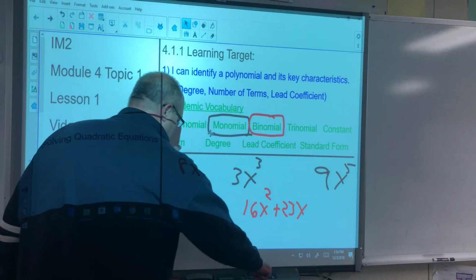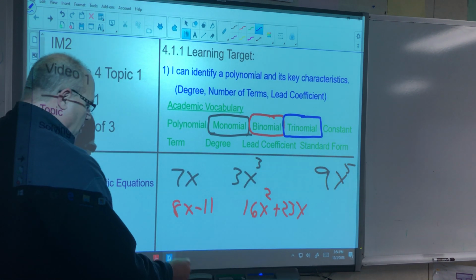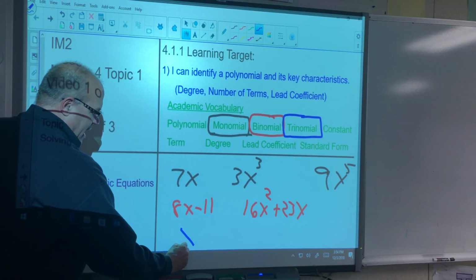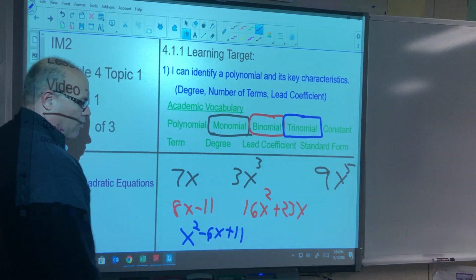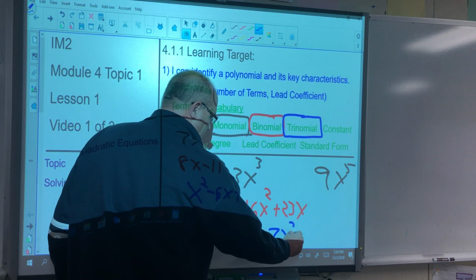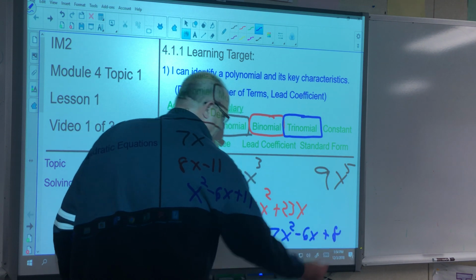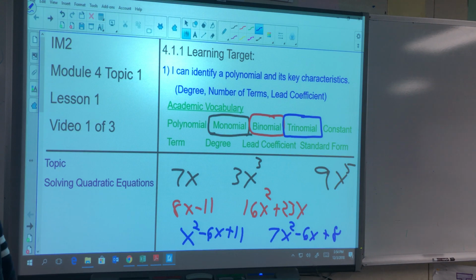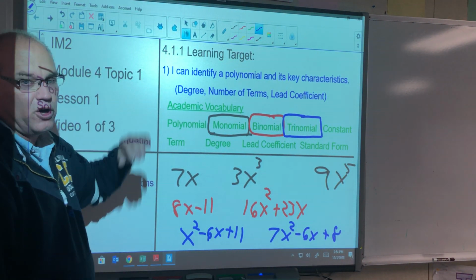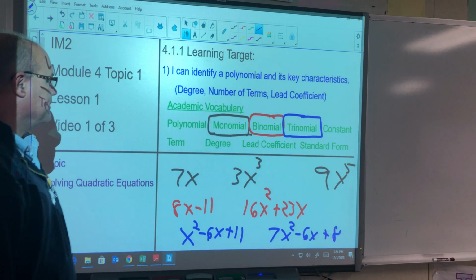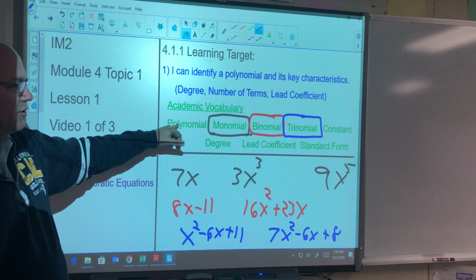And then trinomial, three terms. So a classic quadratic would be x squared minus 6x plus 11, or 7x squared minus 6x plus 8. Those are examples of trinomials. Once we go beyond 3 terms, to 4 terms, 5 terms, we just call it a polynomial in this class. All right, so the monomial, binomial, and trinomials are specific types of polynomials.